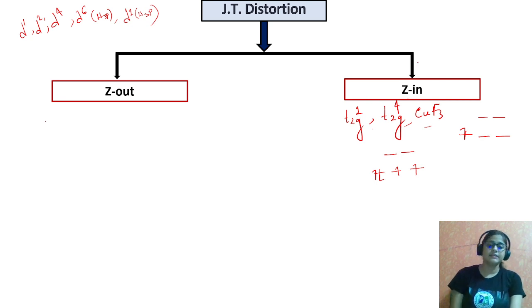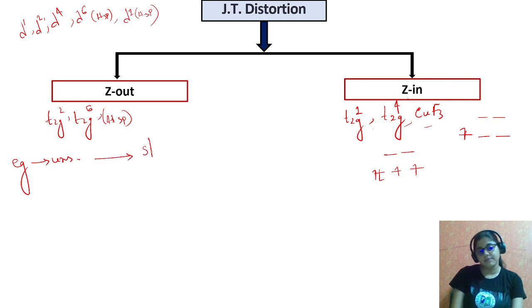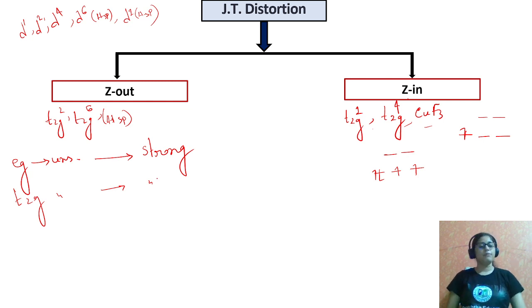And the rest of the others are Z out. Okay, the rest, everything. Let's say T2G2, T2G4, 6, low spin, sorry, high spin, everything it will be Z out. And whenever strong distortion is there, that means EG orbital is unsymmetrical. And weak distortion is when T2G is unsymmetrically filled. Okay, these things you have to remember.